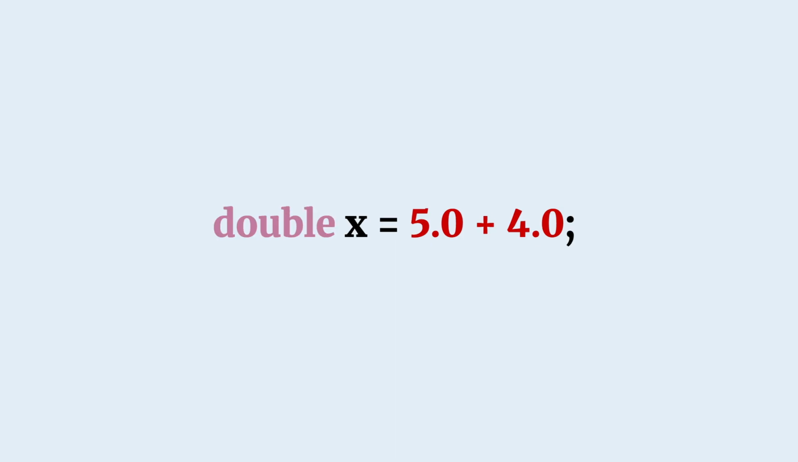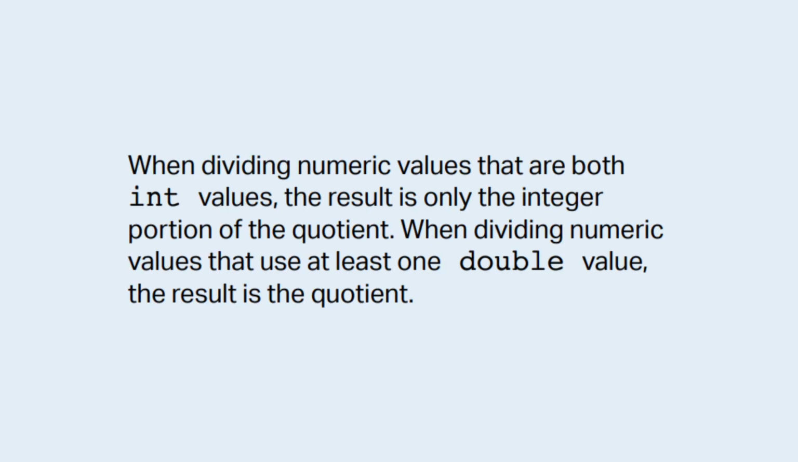On another note, let's say we wanted to assign the variable x to the value of the arithmetic expression of 5 plus 4. 5 and 4 are both integers, so x's data type has to be an integer. However, if 5, 4, or both were doubles, x has to be a double as well. When dividing numeric values that are both int values, the result is only the integer portion of the quotient. When dividing numeric values that use at least one double value, the result is the quotient.